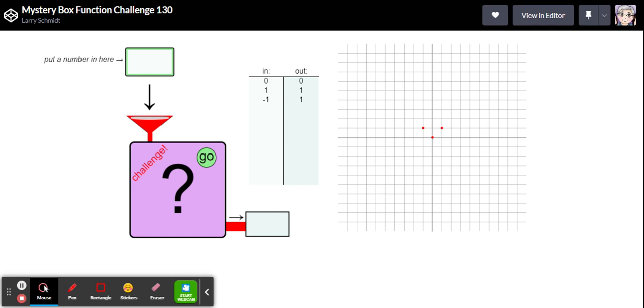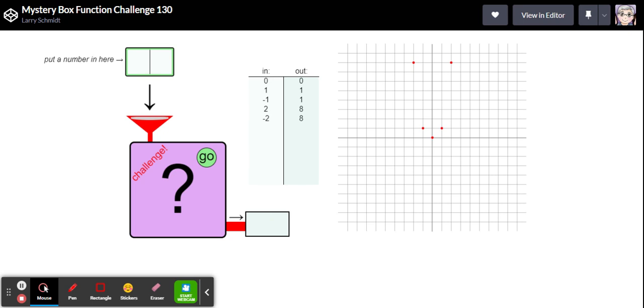Well, let's put in a 2. 2 gives us 8. Oh, interesting. And how about a -2? Huh. So it still looks very much like a quadratic, but the numbers don't seem to be exactly following that pattern.